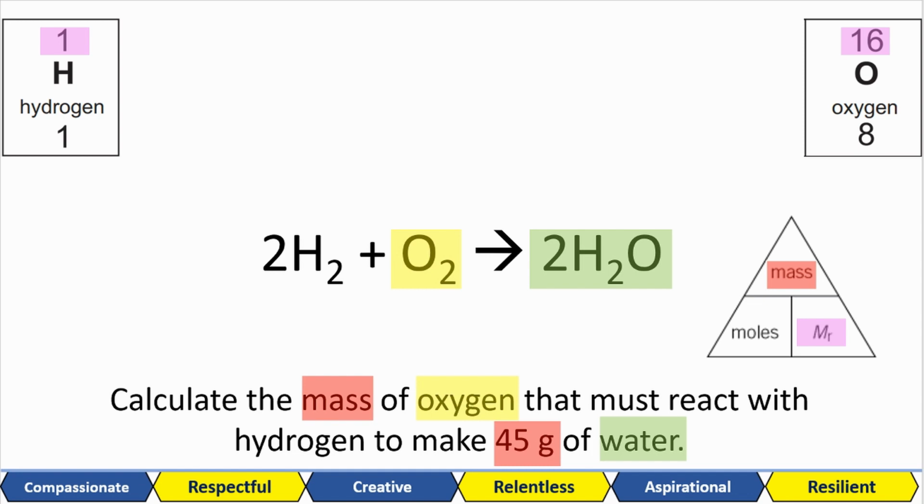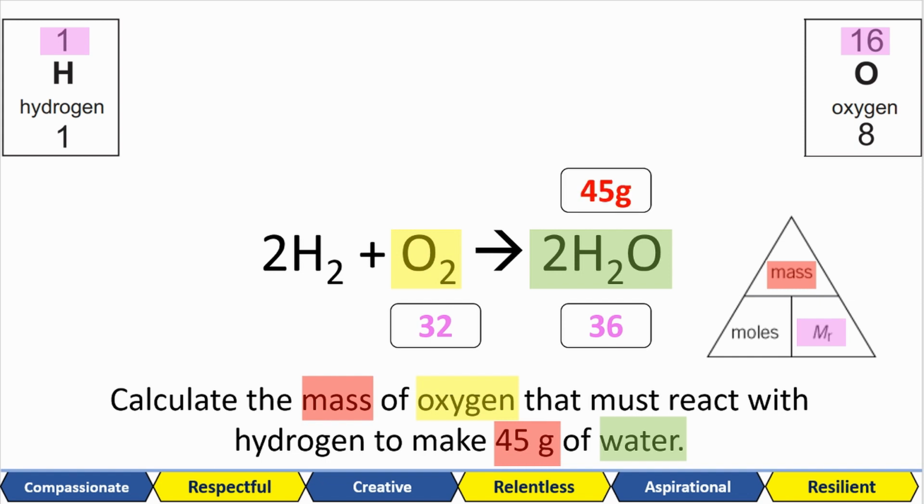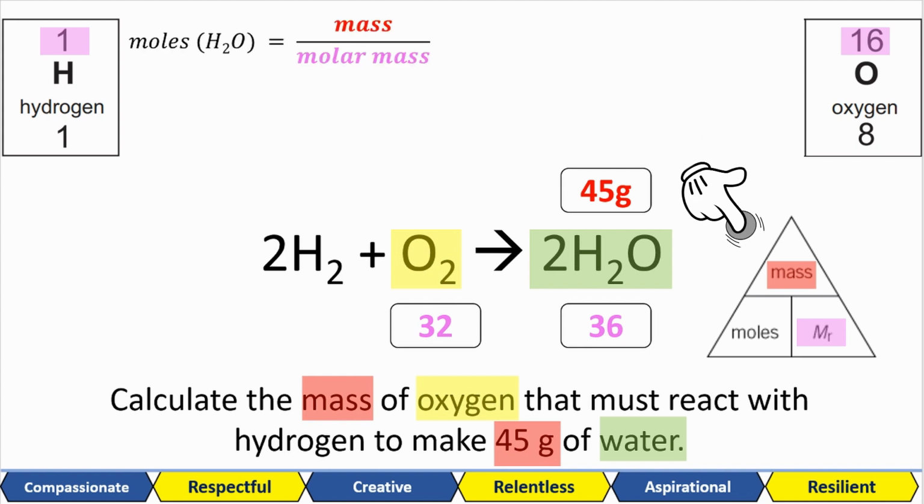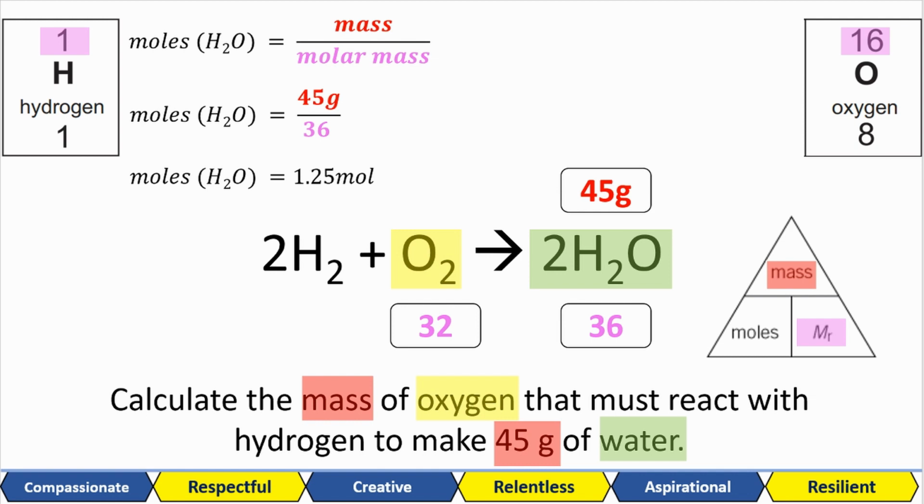Make sure you follow this pattern of steps here, and I've also color coordinated it to help you follow where these numbers are coming from. Step 1. Write out the molar masses of each of your substances just below the formula in the equation. Number 2. Write the mass of your substance from your question above that substance in the equation. As you can see, mass over molar mass gives us our moles. So 45 grams over 36 grams gives us 1.25 moles.